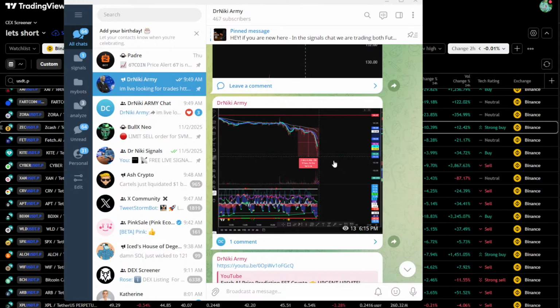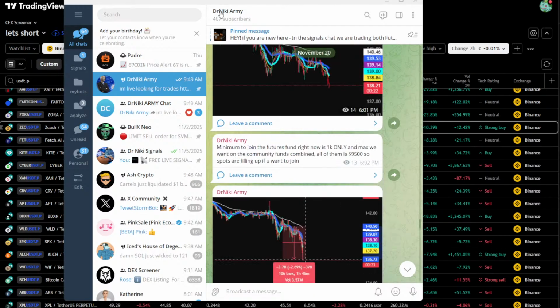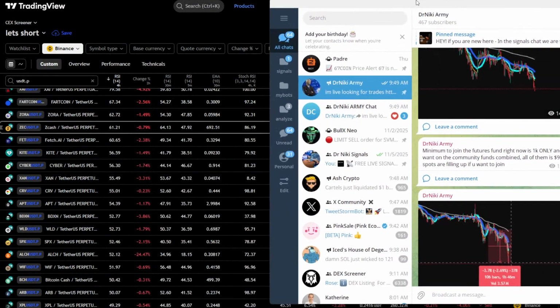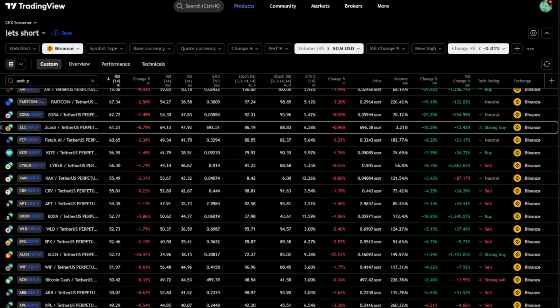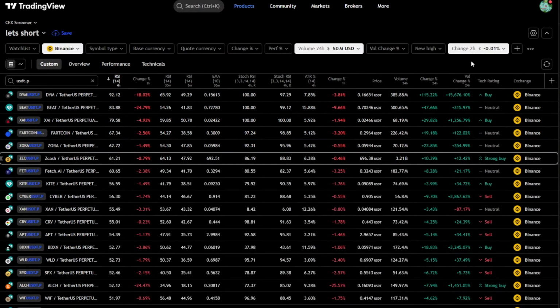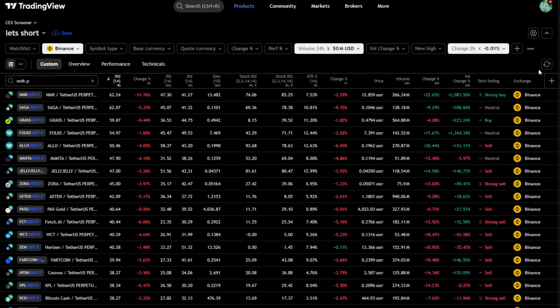7 people, this is insane. Okay, let's start. So the first thing we want to do is find good shorts. I've already set up a few things that I want to see. So basically I want to see currencies that already are down in the last 2 hours and have high RSI. That's a good confirmation for me to start. So this is how I would start.